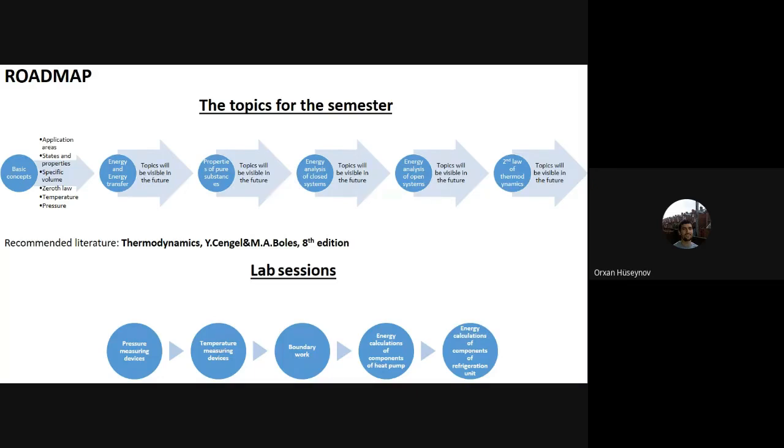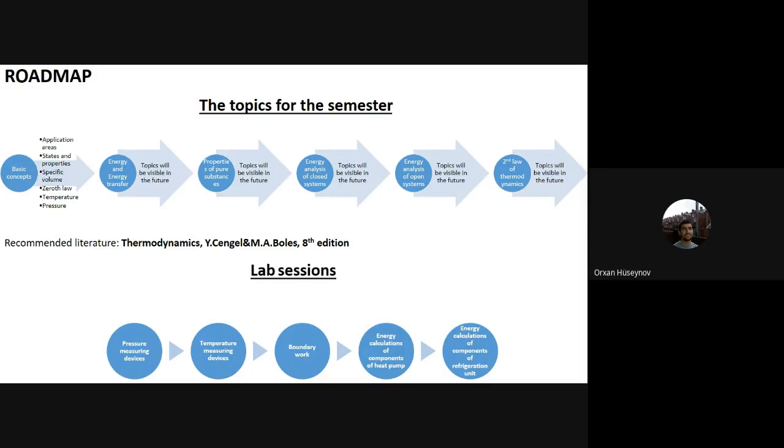And as well as the lab sessions that we are going to cover. For fluid mechanics, thermodynamics 1 is easier, but fluid mechanics has more applications than thermodynamics 1. Thermodynamics 2 has more applications than fluid mechanics, but for the easiness of the subject, fluid mechanics is harder than thermodynamics 1. So what are the topics?